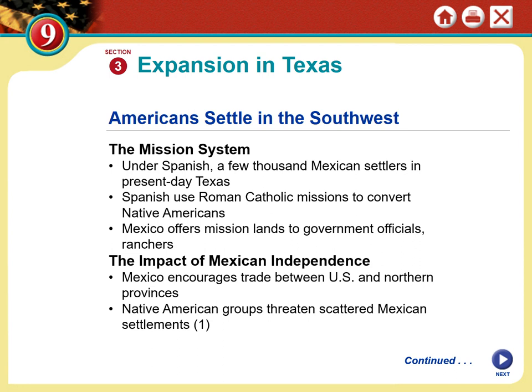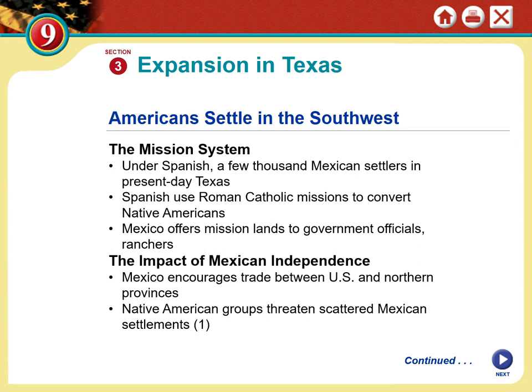When Mexico declared its independence from Spain, not long after American independence was declared, Mexico encouraged trade between the United States and their northern provinces, what is today the state of Texas. They wanted Americans to travel down on the Santa Fe trade route. They wanted Americans to even come and live in these northern provinces for several reasons.